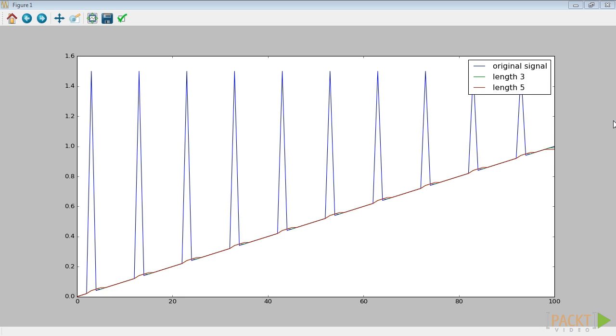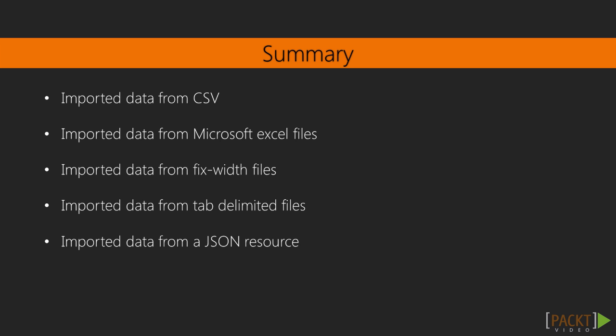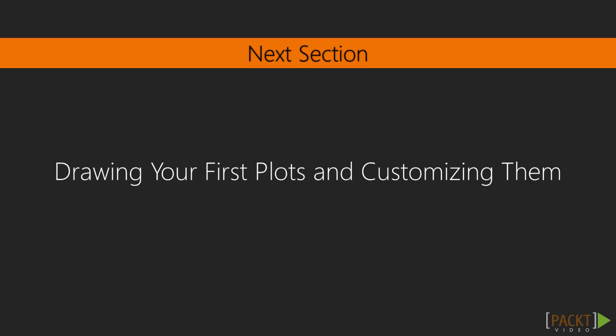That marks the end of this section. In this section we started off with importing data from CSV and Excel files. Then we moved on to importing data from tab delimited files, JSON resources, databases, and cleaning up data from outliers. Finally, we saw importing image data into NumPy arrays, generating controlled random datasets and smoothing noise. That's amazing. Hope you had fun learning. In the next section we'll take a look at how to draw plots and customize them as per our needs.